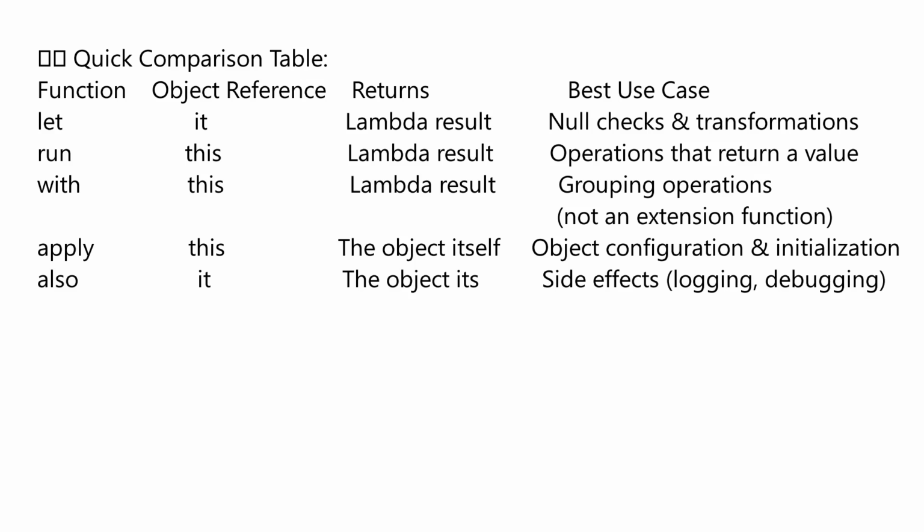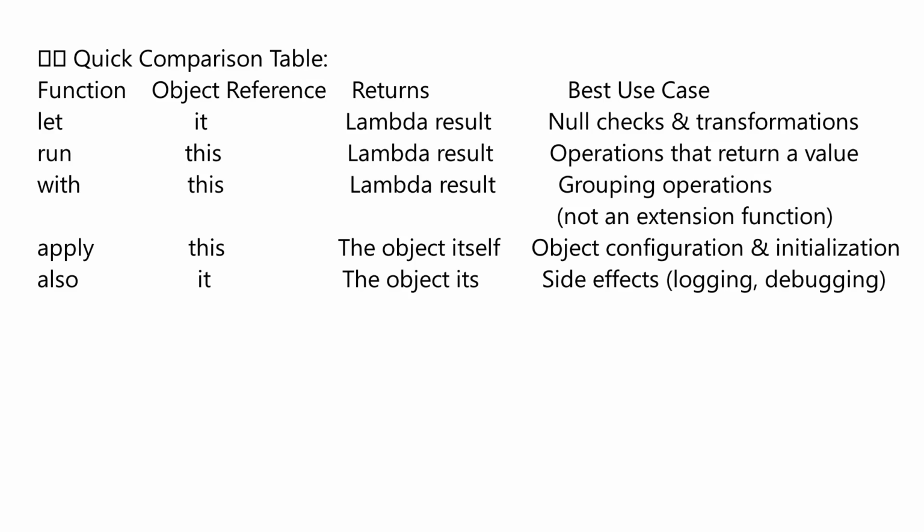The next one is apply. The object reference here is this. It returns the object itself. Best use case: object configuration and initialization. The fifth one is also. The object reference here is it. It returns the object itself. The best use case here is side effects, which is logging or debugging.